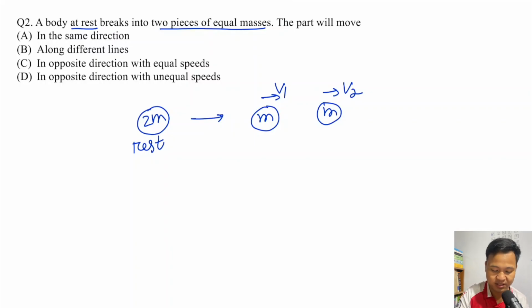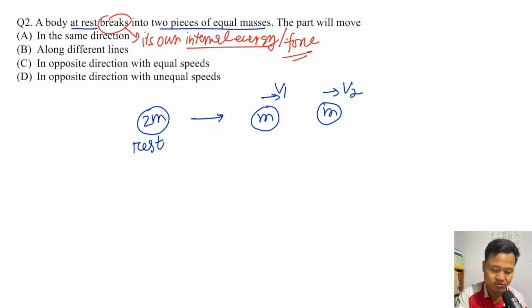See, it breaks due to its own internal energy, its own internal force. So here the break is due to its own internal energy. There is no external force applied for the break. Every such break, for example a bomb explosion, is due to its own internal energy, internal forces. So in this case you can conserve momentum, since the forces are not external.